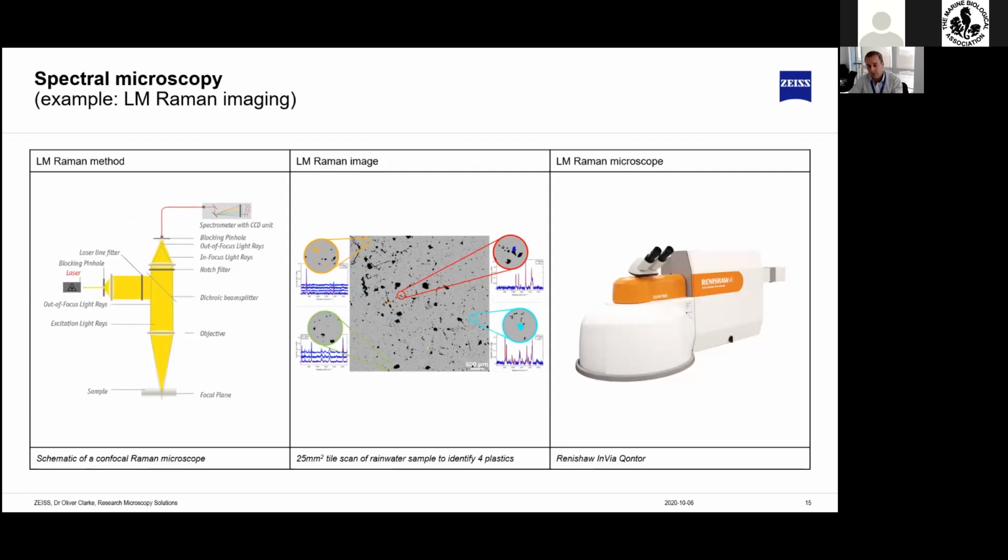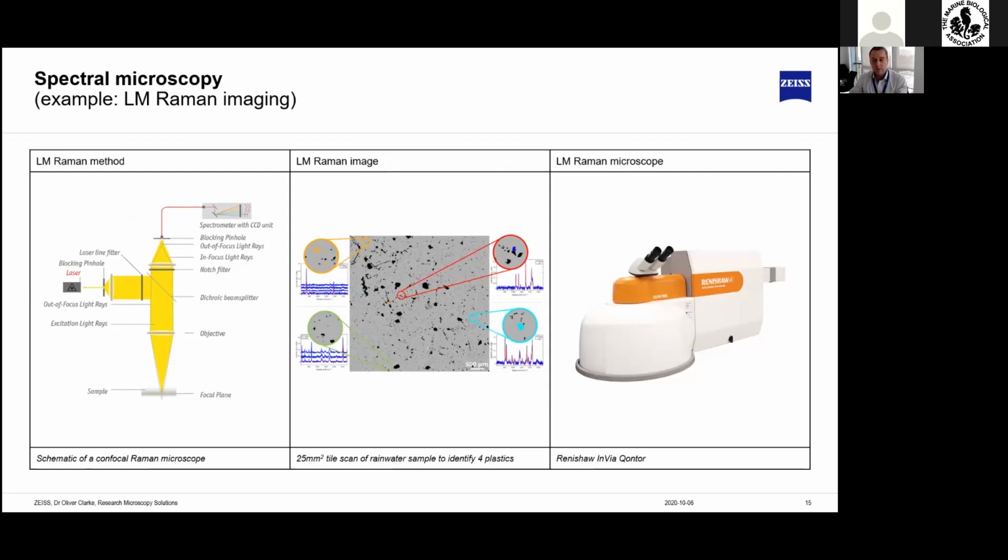So some of you may have heard of a company called Renishaw. They make a product called the Envia Contour. There are other Raman imaging microscopes around. This is actually a confocal light microscope, so I've talked about that earlier. And in this case, the image shown is a tile scan, and they are looking, in this case, at microplastics.